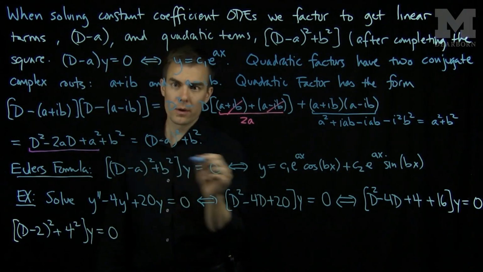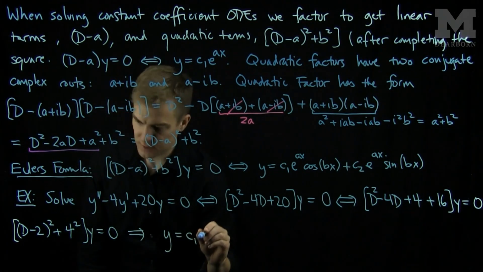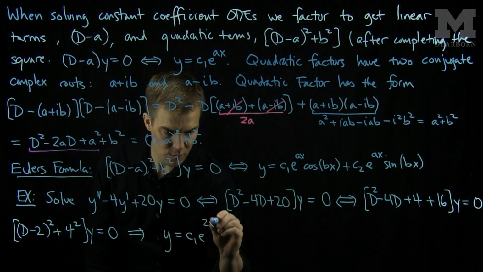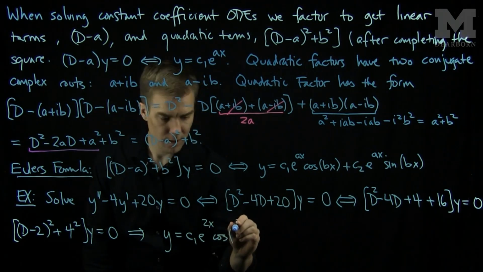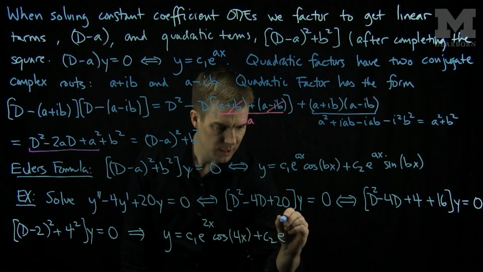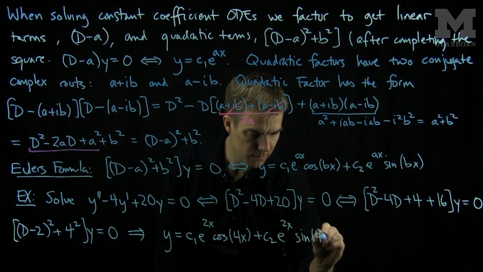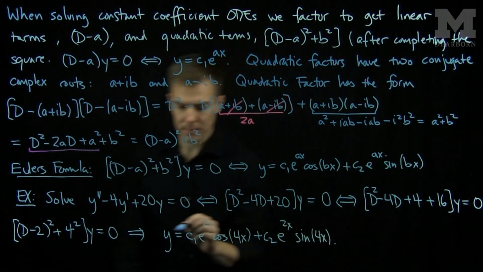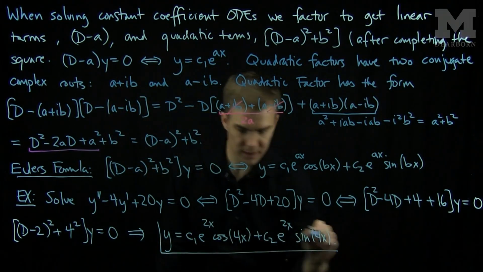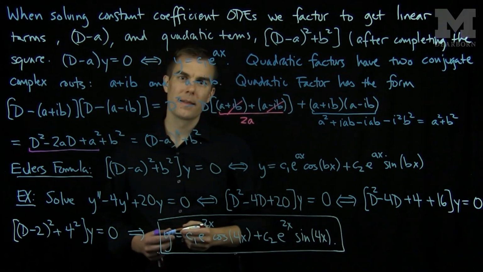Now using the Euler's formula relationship, we see that the general solution is c1 e to the 2x cosine of 4x plus c2 e to the 2x sine of 4x. And that is the solution of this example ODE. Thank you very much.